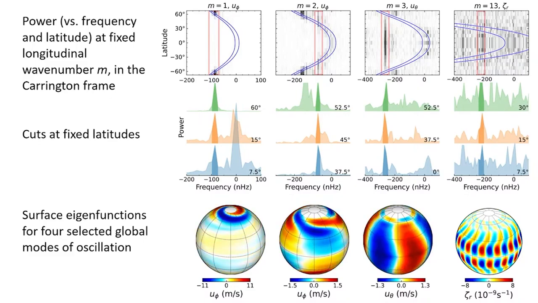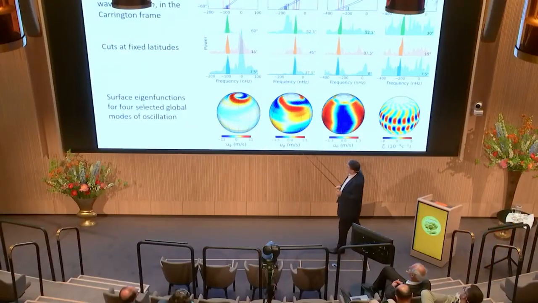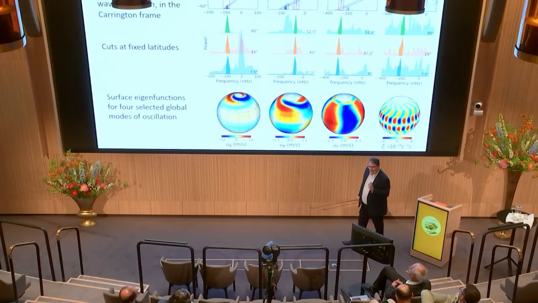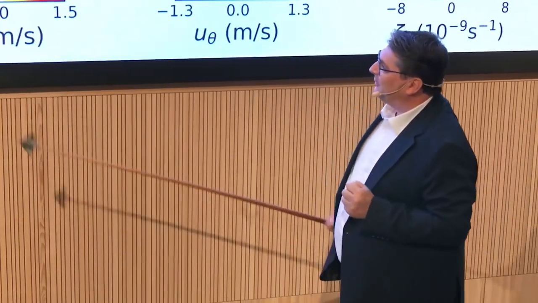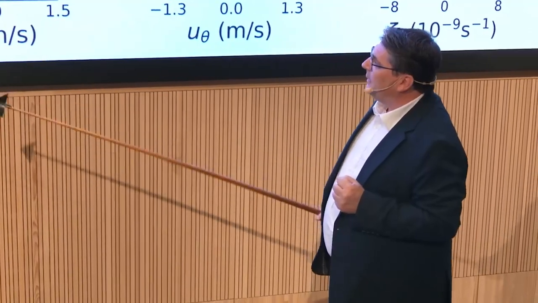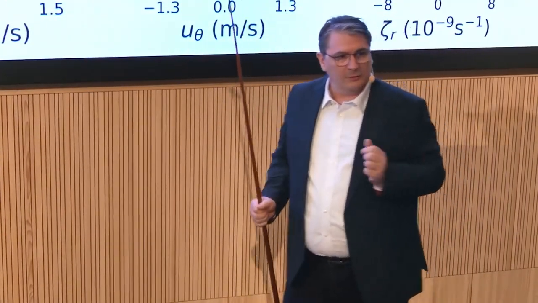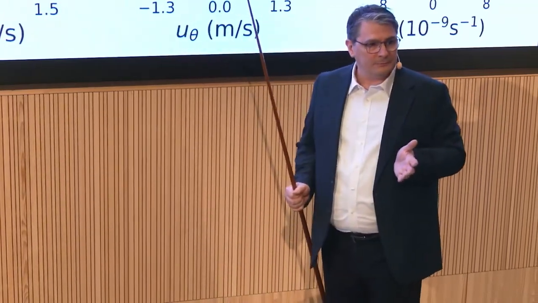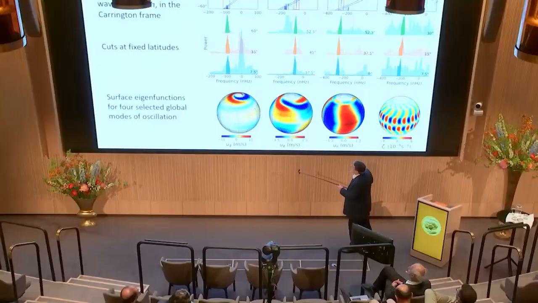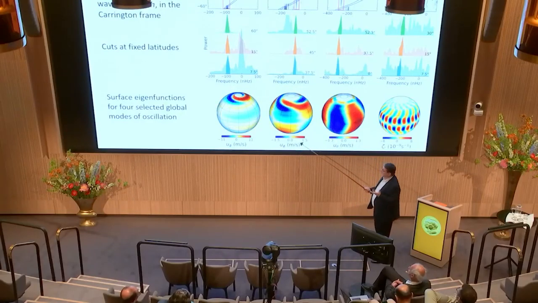Now the amplitude here is about plus minus, at least on this scale, 11 meters per second. So it's actually a fairly significant amplitude. It is small, definitely compared to the rotation, which is 2 kilometers per second. But it is not that small compared to other components of motion, like the torsional oscillation, for example, or the meridional flow.